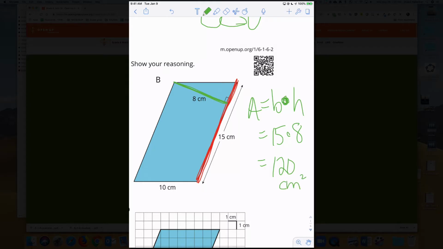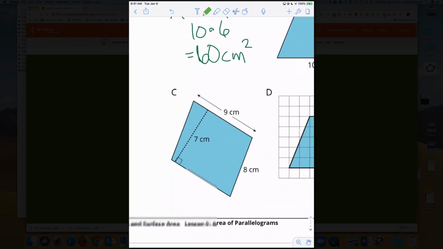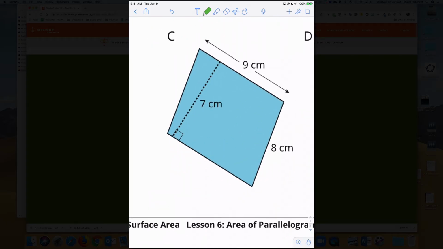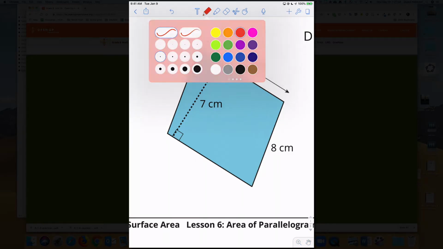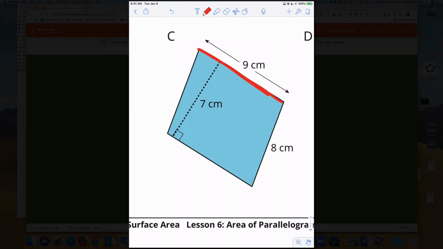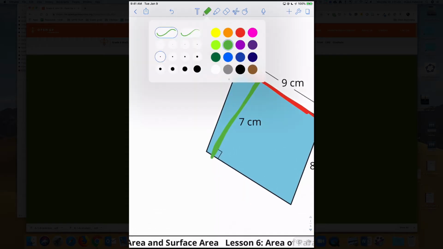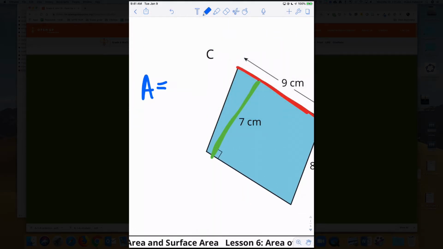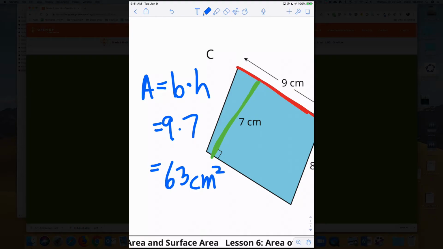I don't like that. It's an open circle. All right. C, we need to find the base and the corresponding height. And in this case, the base is right here, the 9. The corresponding height is right here. It's 7. We can see that it's perpendicular. Right there is where it's perpendicular. So the formula for area of a parallelogram, base times height, which is 9 times 7, which is 63 centimeters squared.